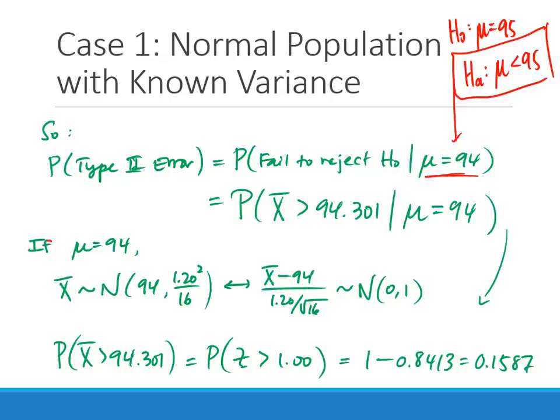So this is the way that you would go about it if you're asked to find a probability of a type 2 error in your homework. Questions or comments you guys can think of here?